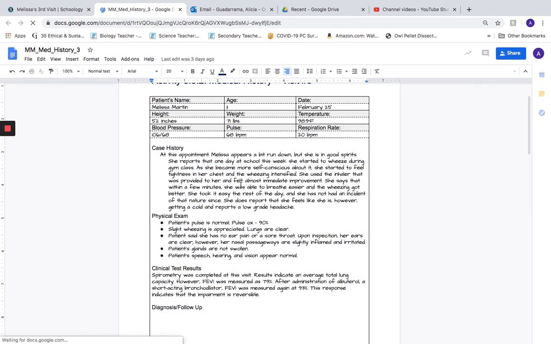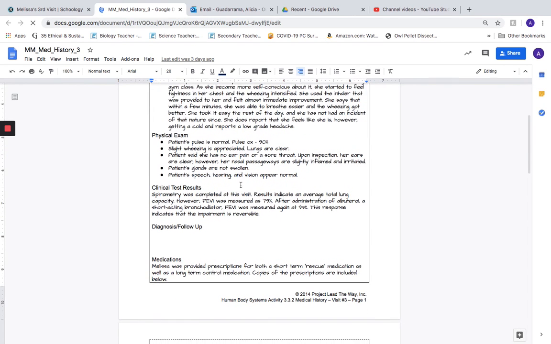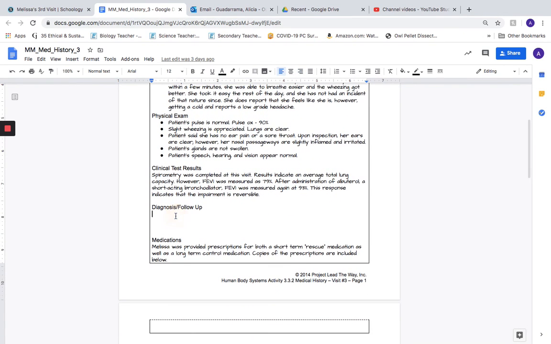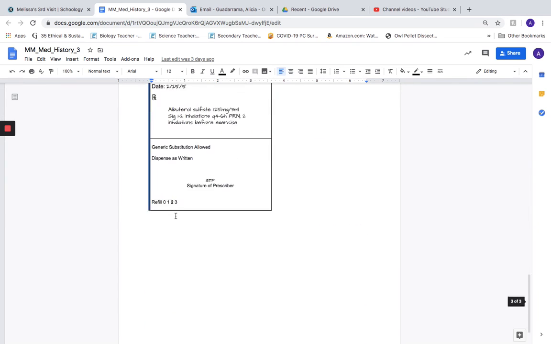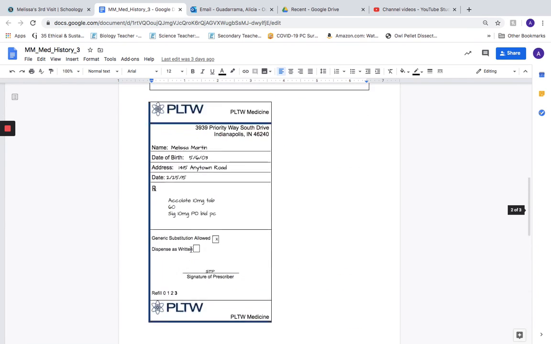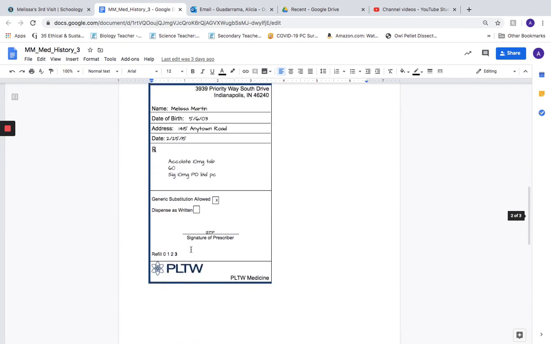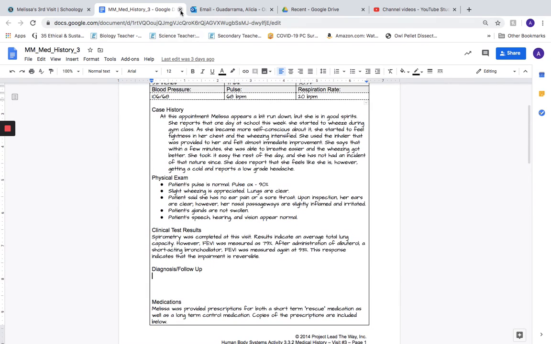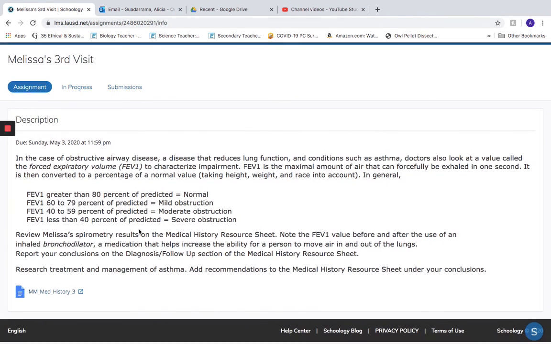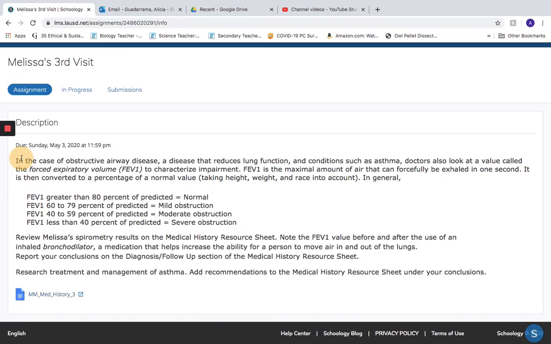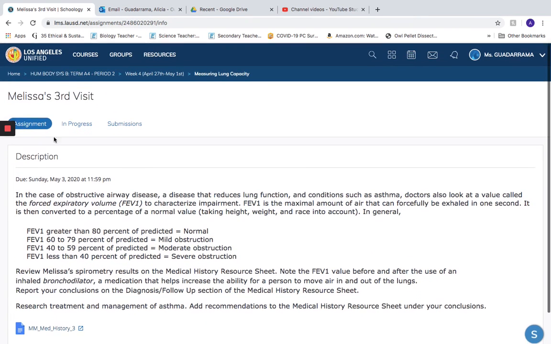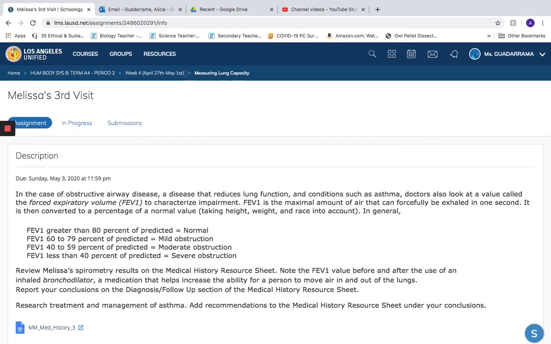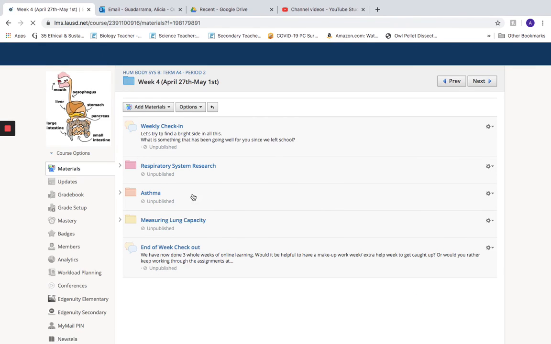So again, we have case history and physical exam. You're going to diagnose her. And then we'll come back to these two things later on, her prescriptions. Okay, so all you have to do is diagnose her for this one. You will need the information here in order to be able to diagnose. Okay, so that's it for week 4.